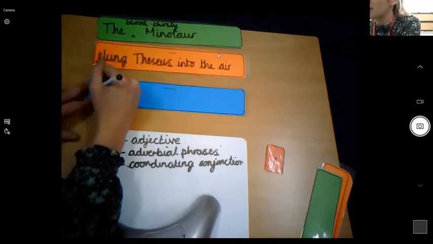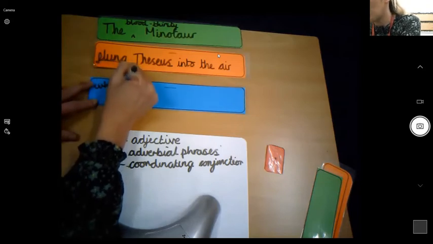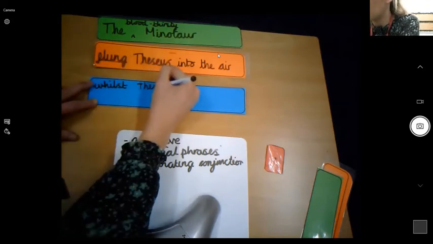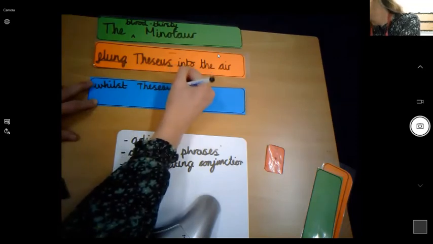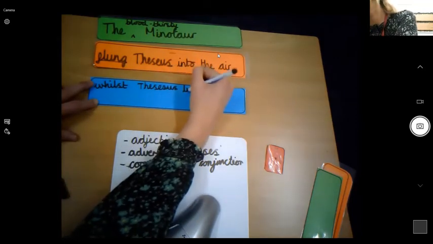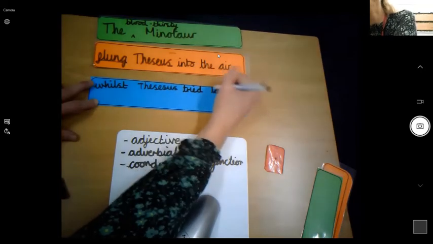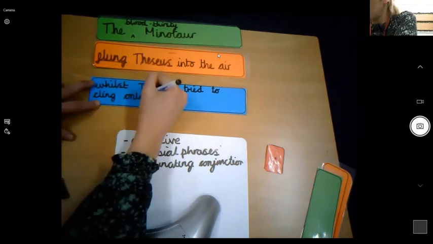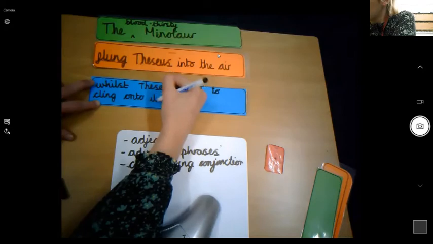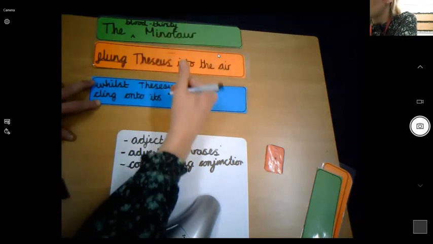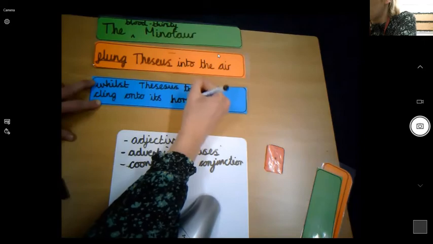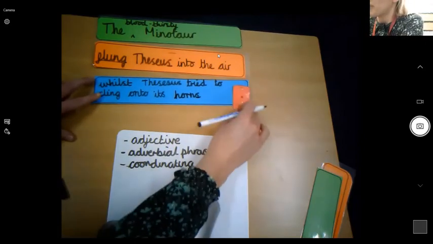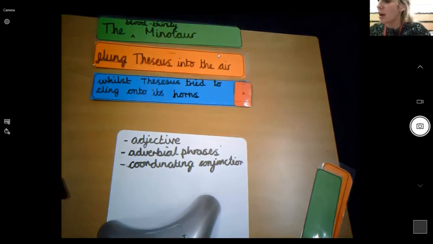The bloodthirsty Minotaur flung Theseus into the air, whilst Theseus tried to cling onto the Minotaur's horns. Full stop. The bloodthirsty Minotaur flung Theseus into the air whilst Theseus tried to cling on to its horns. Super, I've made a complex sentence.